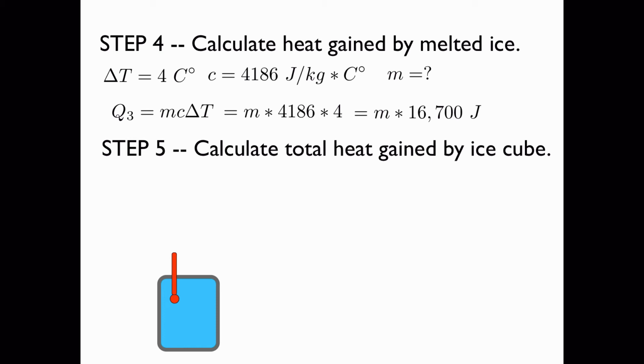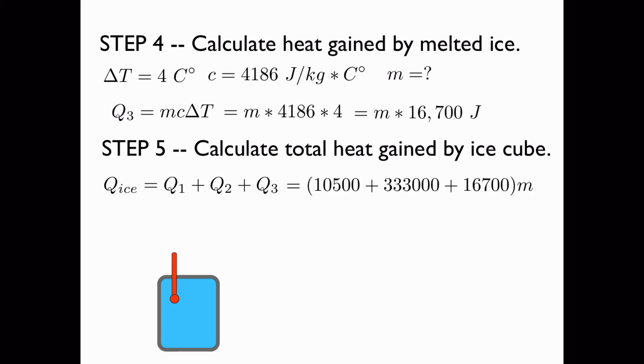So now we can calculate the total heat gained by the ice cube. This is equal to the heat required to raise the ice cube's temperature to its melting point, to melt the ice cube, and then to increase the temperature of the melted water to 4 degrees. This is equal to a sum of each of the components we found, and it's equal to 360,000 times the mass.